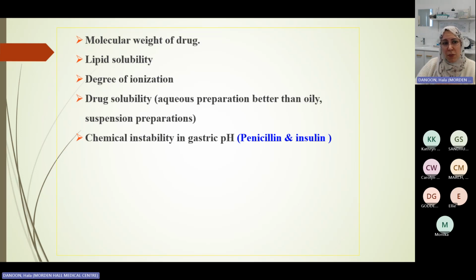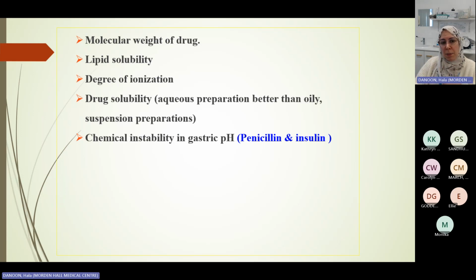Drug solubility depends very much on the lipid solubility and ionization. So aqueous preparations are easier to absorb than oily, but again, we need to have almost like a balance between how soluble it is versus how ionized it is, how lipid it is.